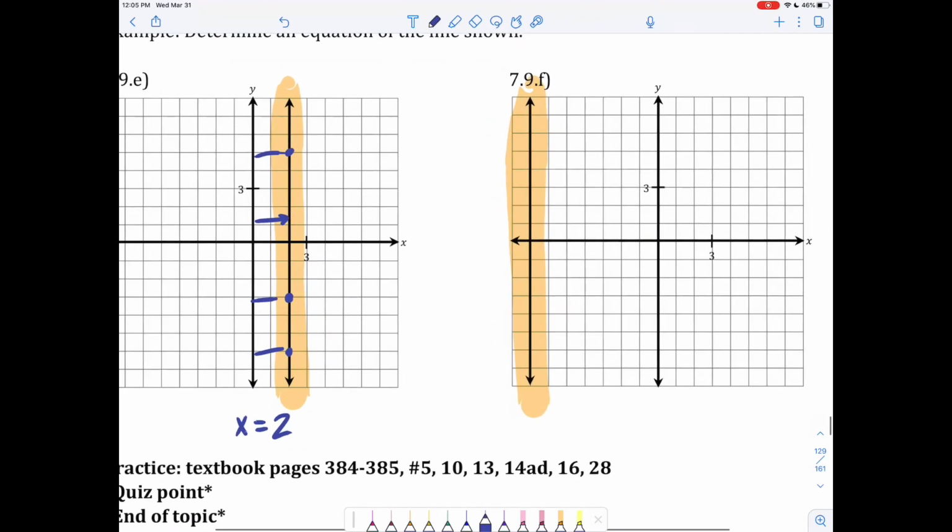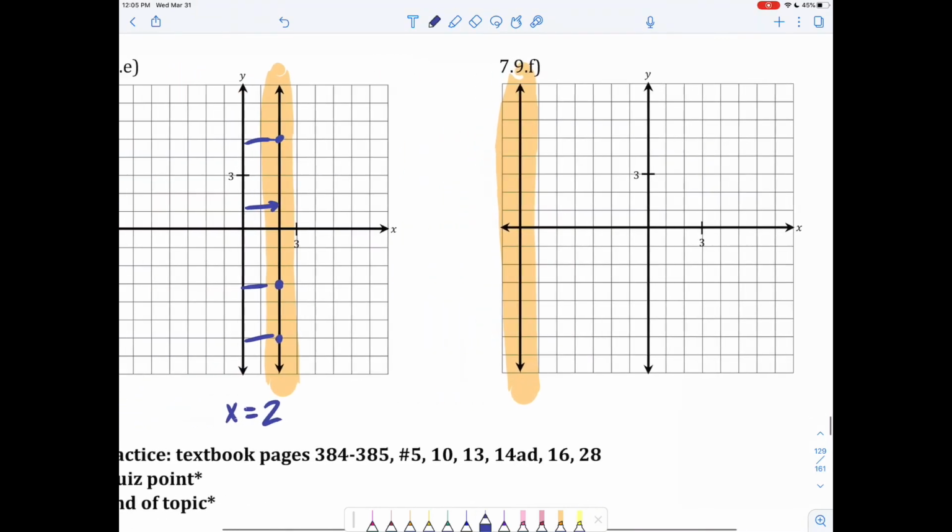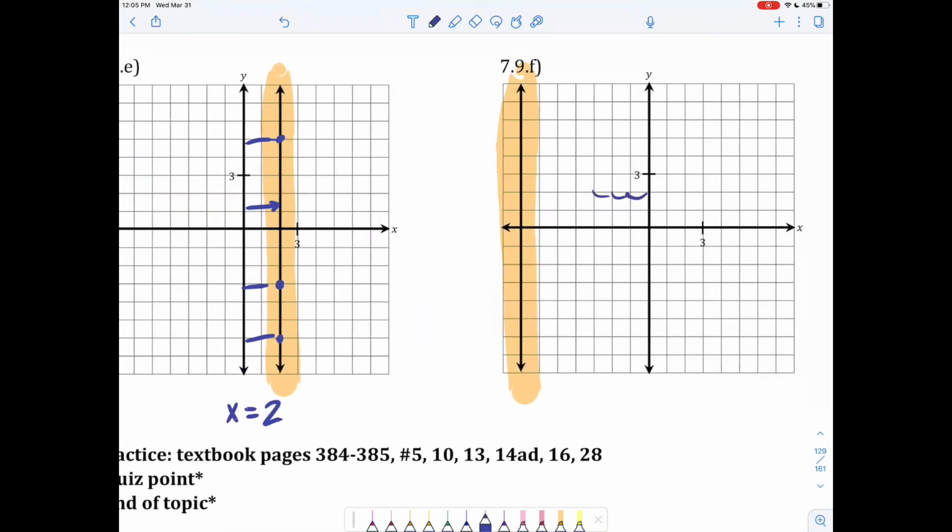And for this last one, we are 1, 2, 3, 4, 5, 6, 7 to the left. And we're 7 to the left there, but also here, and also here, and also here. And if we are 7 to the left, then we are 7 to the negative side of my y-axis.